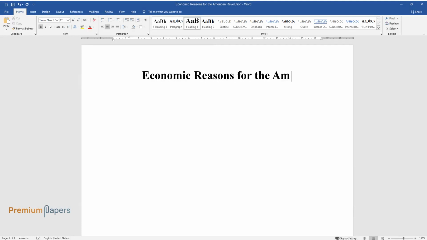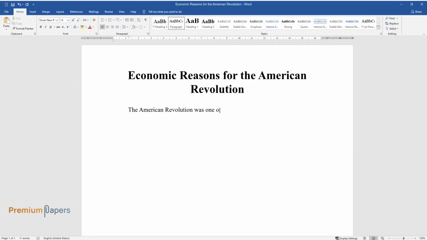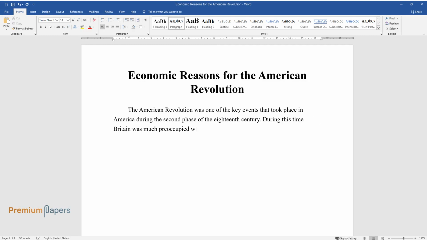Economic reasons for the American Revolution. The American Revolution was one of the key events that took place in America during the second phase of the 18th century. During this time, Britain was much preoccupied with advancing its economy. For example, it was undergoing an industrial revolution.